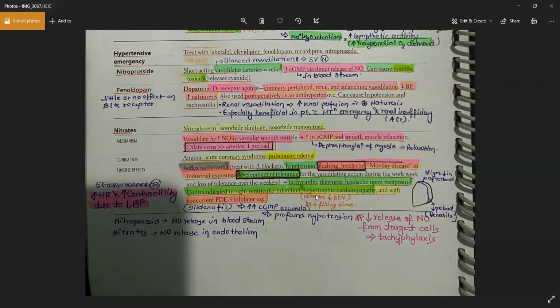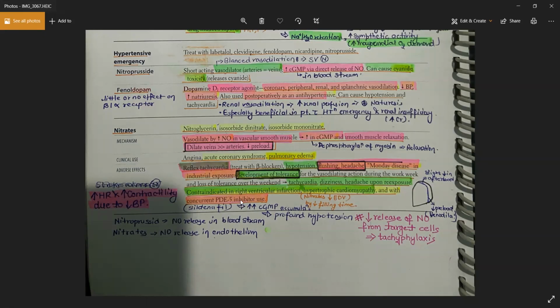It is also contraindicated in hypertrophic cardiomyopathy. Why? Again, the same reason: because of the decrease in preload, you are reducing the blood volume, right? And that increases the obstruction. Yeah, exactly. And concurrently, if you are using any PDE5 inhibitor like sildenafil, you cannot use these drugs because it will cause further vasodilation and further hypotension. So they are contraindicated with the PDE5 inhibitors.